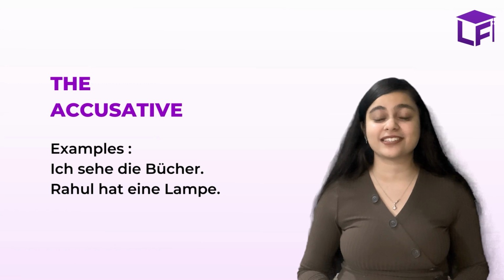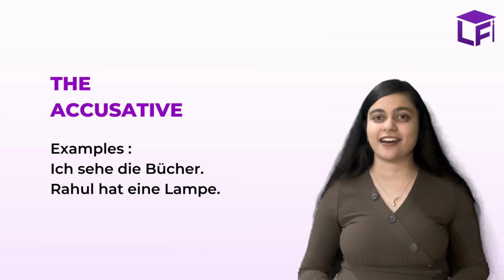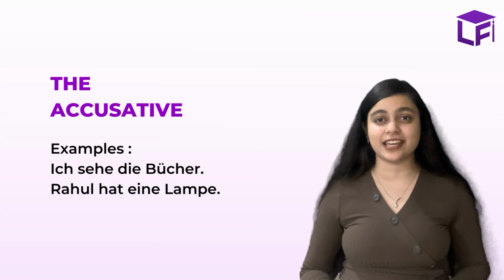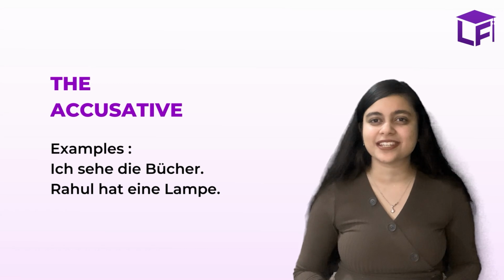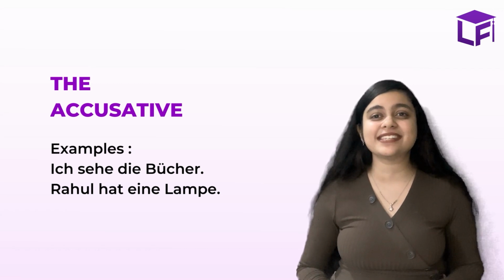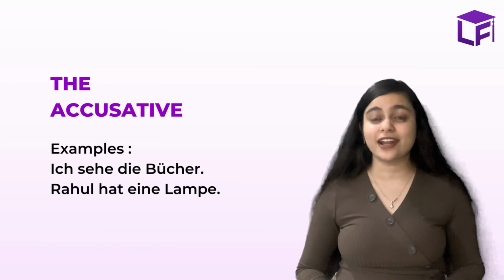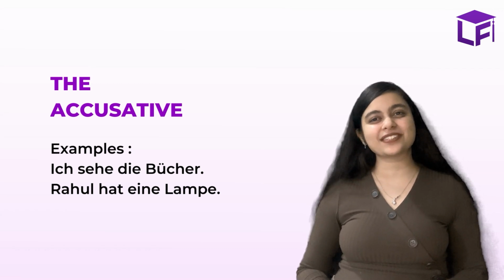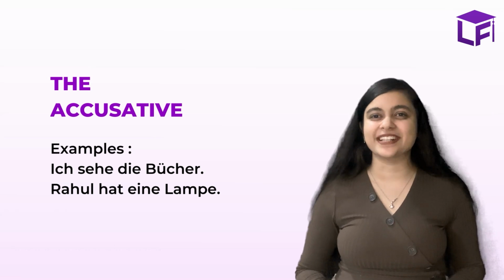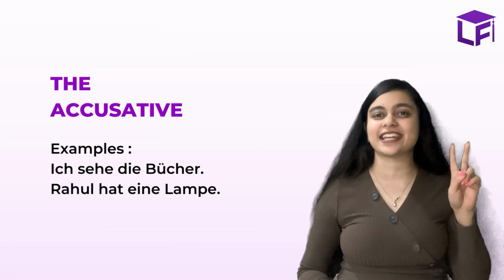We have understood and identified the verb here, which is sehe. So, the next step for us is to ask the sentence who or what is being verbed. So, who am I seeing? The books. So, the Bücher or die Bücher becomes our accusative case. Simple, isn't it? With that said, let us move on to the second example.